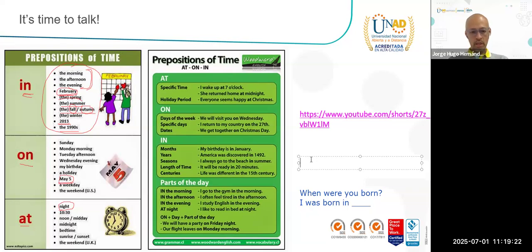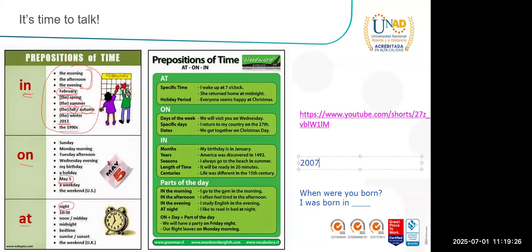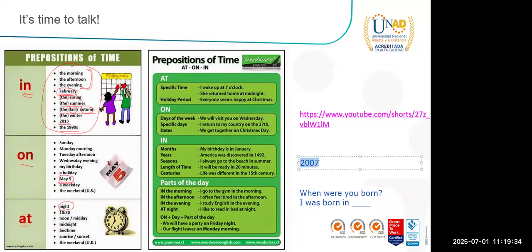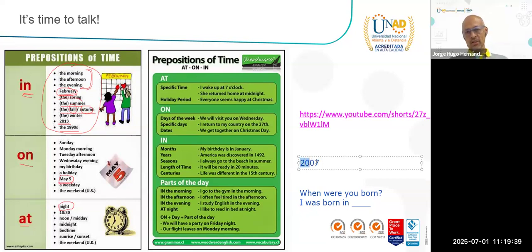Okay, 207. Let me see. 2000. Okay, that's right. Like this. This is the year, right? Yes, teacher. Okay, so remember, here it's not common to say 27. No, 27, no. We say 2007. Okay, 2007. Ingrid, when were you born?